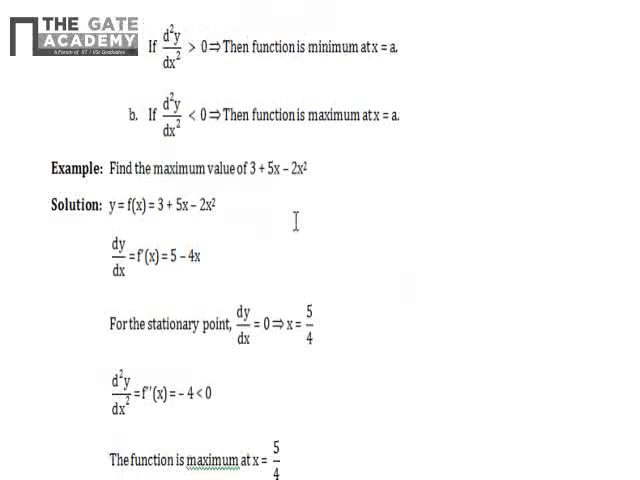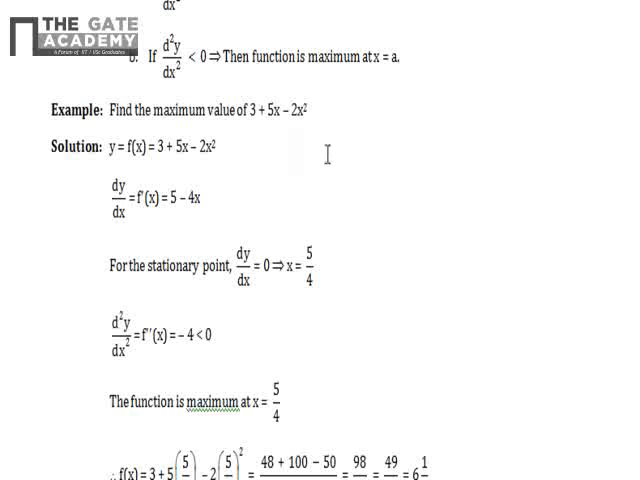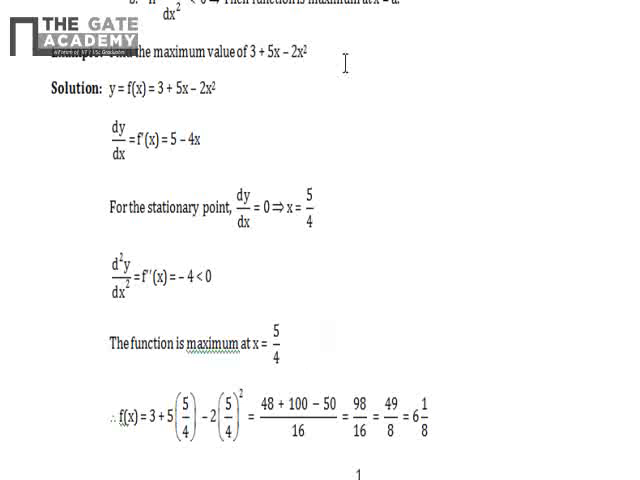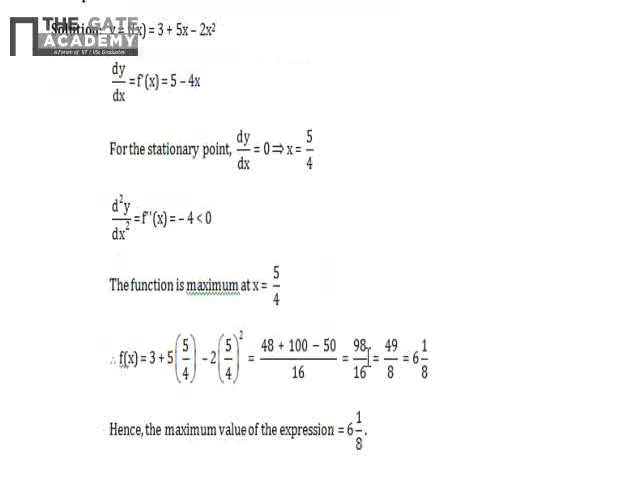Now we'll see one example. Find the maximum value of 3 plus 5x minus 2x square. So first we'll find the first derivative. We'll get 5 minus 4x. Now I want to find the value of a, so I'll equate this with 0. So I'll get x is equal to 5 by 4. Now I'll find the second derivative. The second derivative will be minus 4. Minus 4 is less than 0. That means the function f(x) will be maximum at x is equal to 5 upon 4. So to find that maximum value, just put 5 by 4 in the original function. You will get the maximum value. The maximum value here is 6 and 1 by 8.